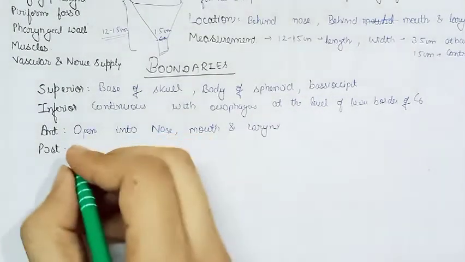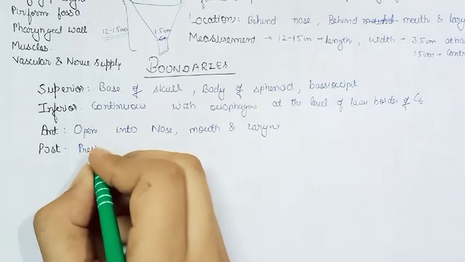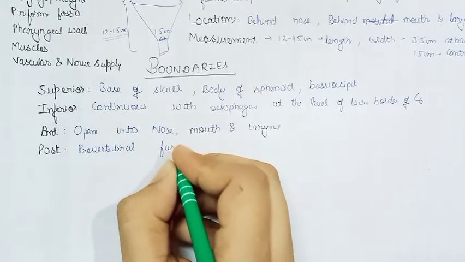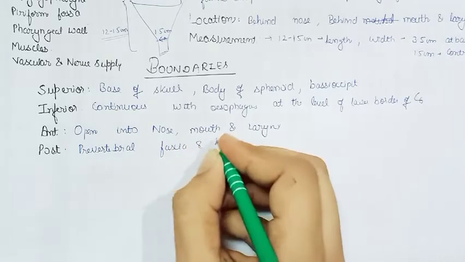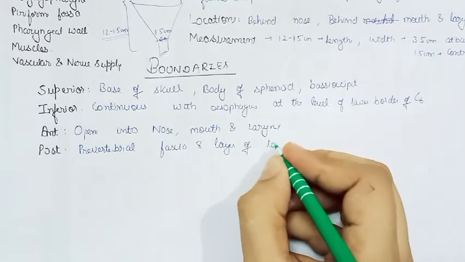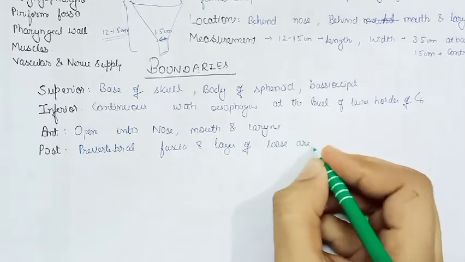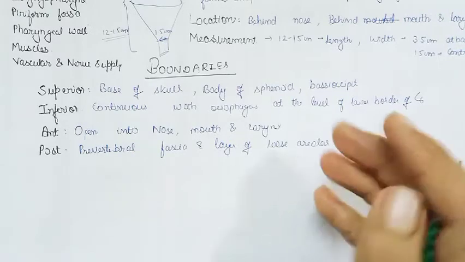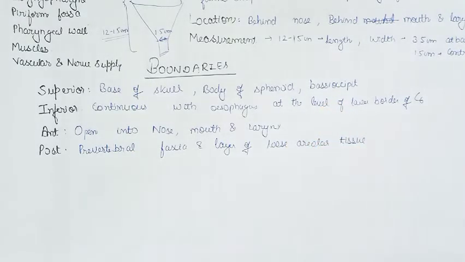So posteriorly we have the prevertebral fascia and a layer of loose areolar tissue. And what is the function of this loose areolar tissue? It helps in the movement of the pharynx without friction.